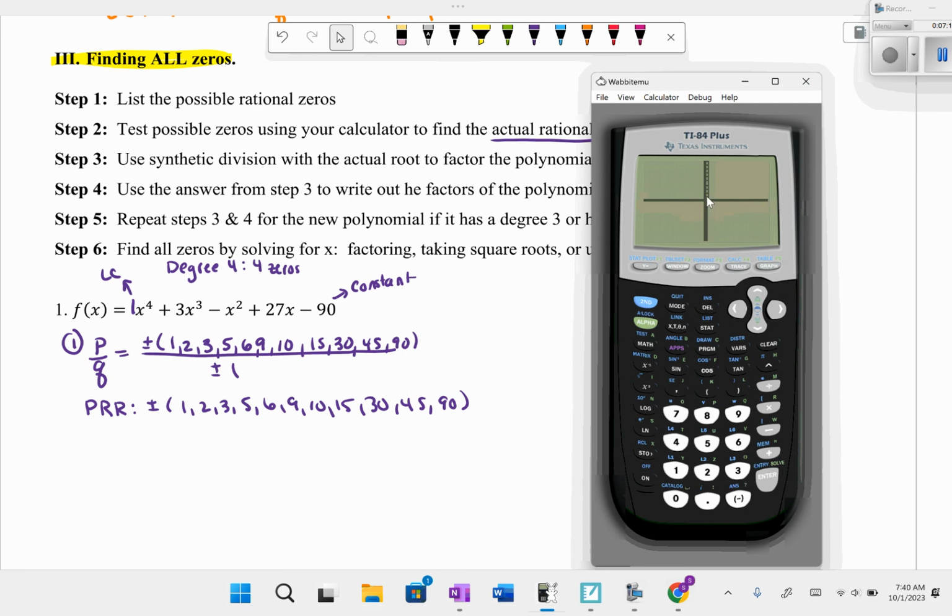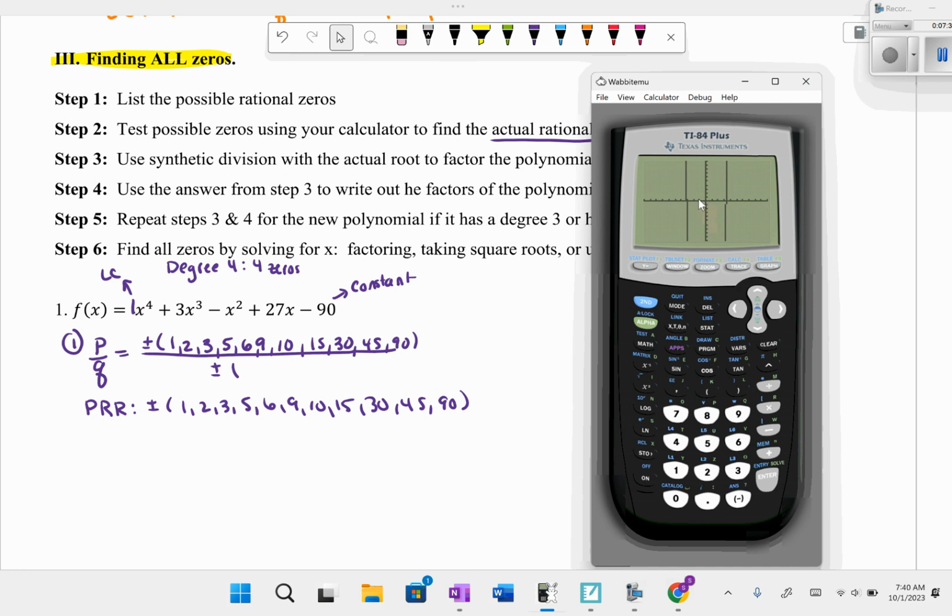And this is not a very good window, so that means just those 2 roots are the only ones that we have. So I'm going to hit zoom 6 again for a standard window. It's nice to look at the calculator like this when you're finding the zeros, because we don't really want to try all of these factors. That might take us a while. Could you do it? Yes, but it might take a while.